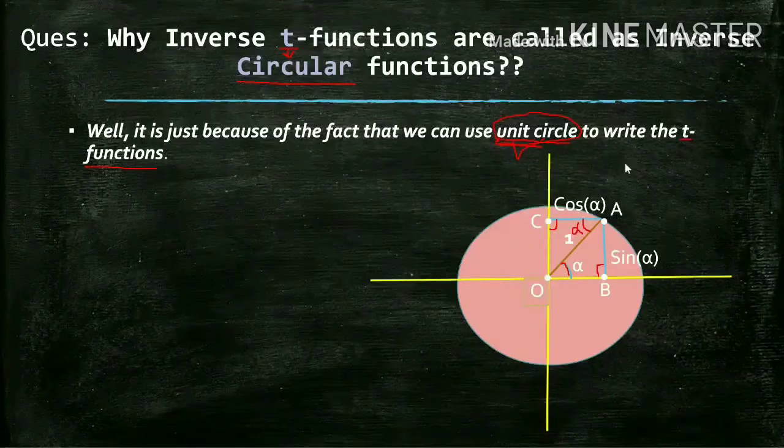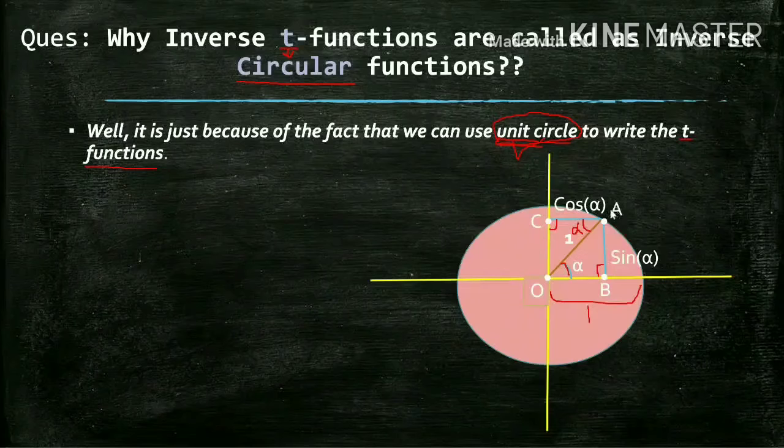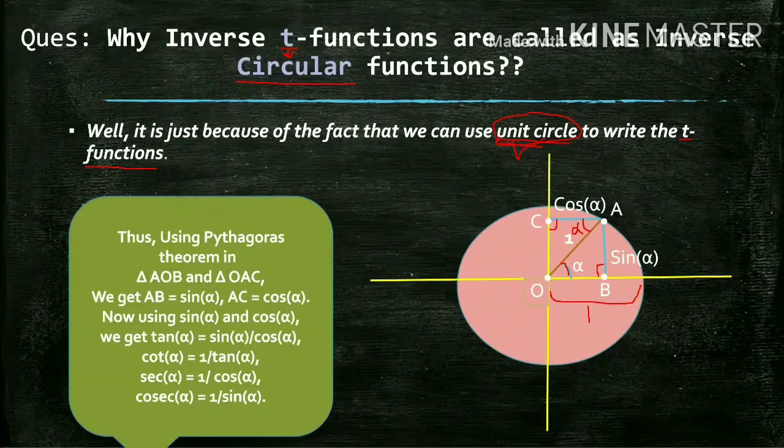Okay. So with this unit circle, that means unit radius circle, let me just define it. It is the radius 1. I define two trigonometric functions, one is sine alpha and another is cos alpha. And using Pythagoras theorem, I did this in the triangles AOB, which is this one, and in the triangle OAC. I get these things. And with the help of these things, I can obtain tan alpha, cot alpha, sec alpha, and cosec alpha as well.